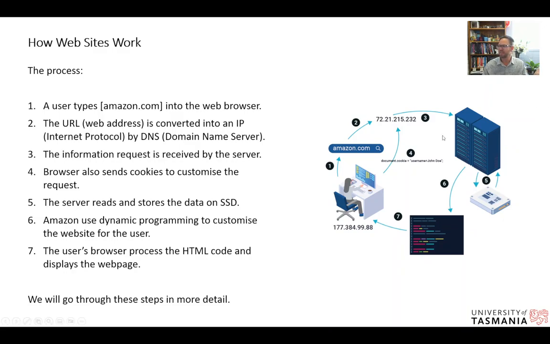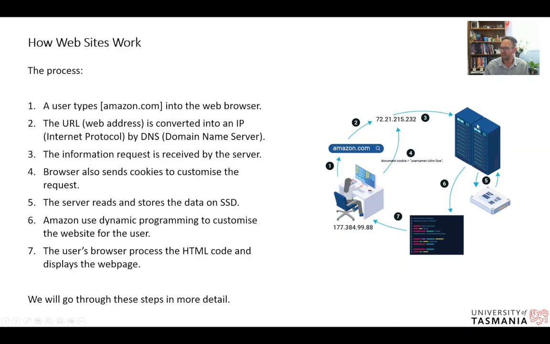And this is point 2 here. Basically it changes that word, Amazon.com, into a set of numbers. That set of numbers is the address of the website that you happen to be looking for, the digital address of it. Now the browser also sends cookies. At the same time, you type in the words, but your browser, you might not realize it, is actually sending information as well. The information request is received by the server in step 3, but the browser also sends cookies to customize the server request. In those cookies, which we're going to look at coming up, is who you are, what you're doing, what your search history is and stuff like that.